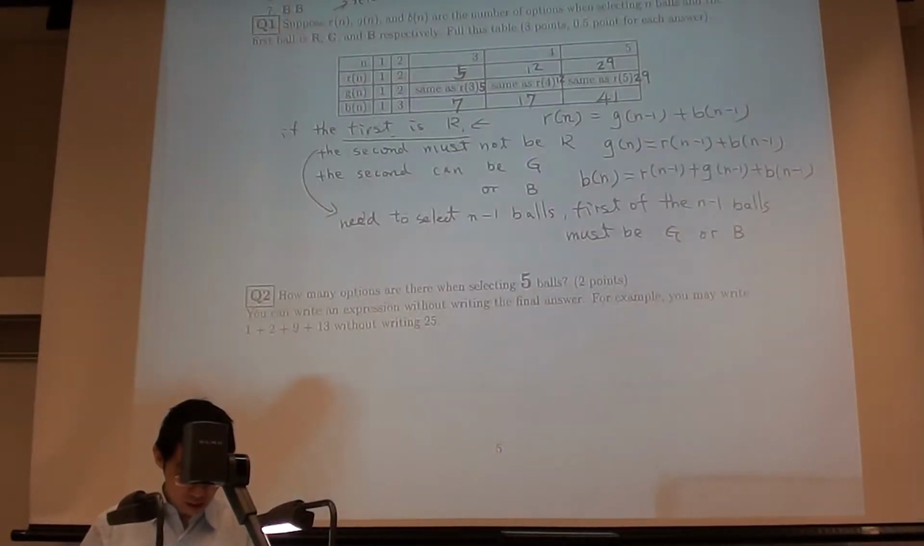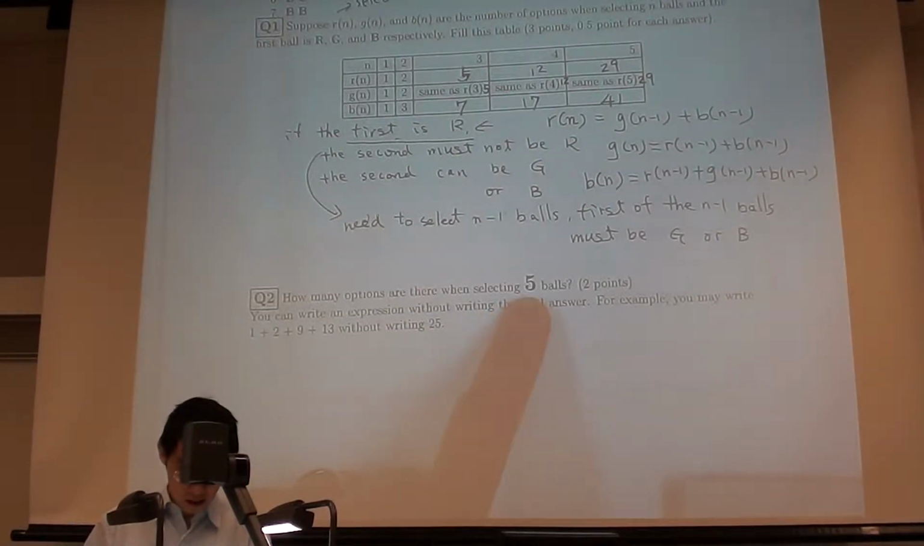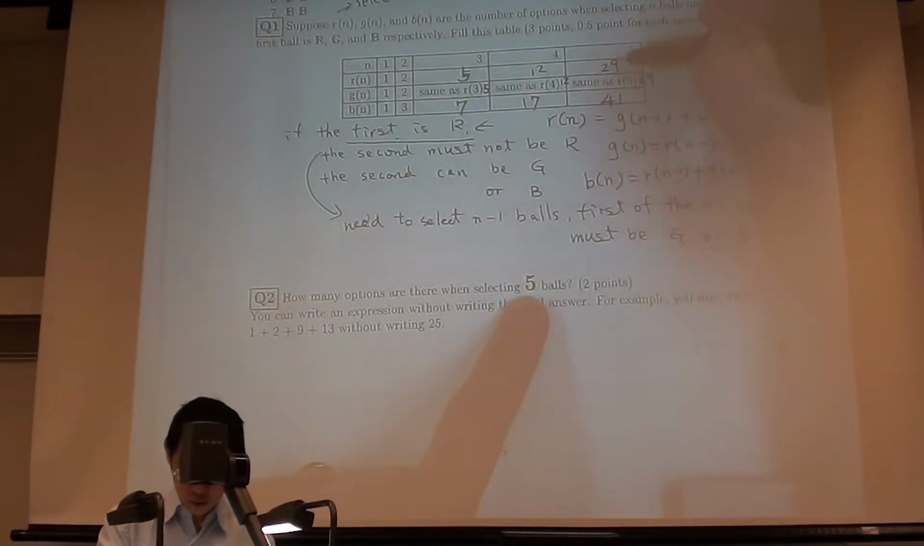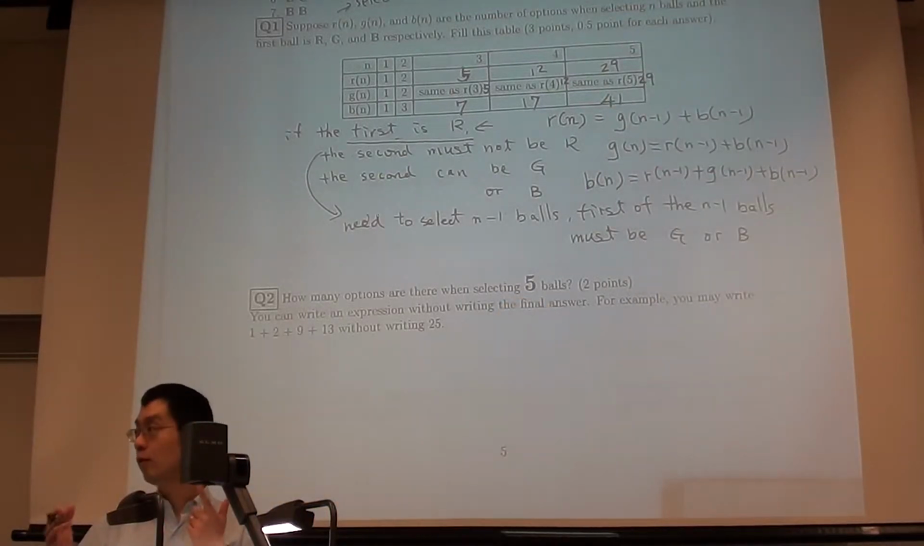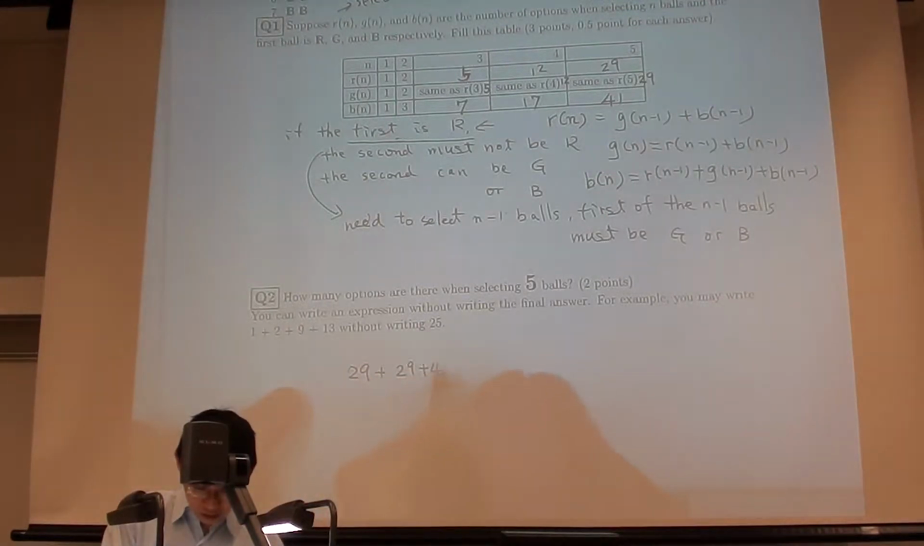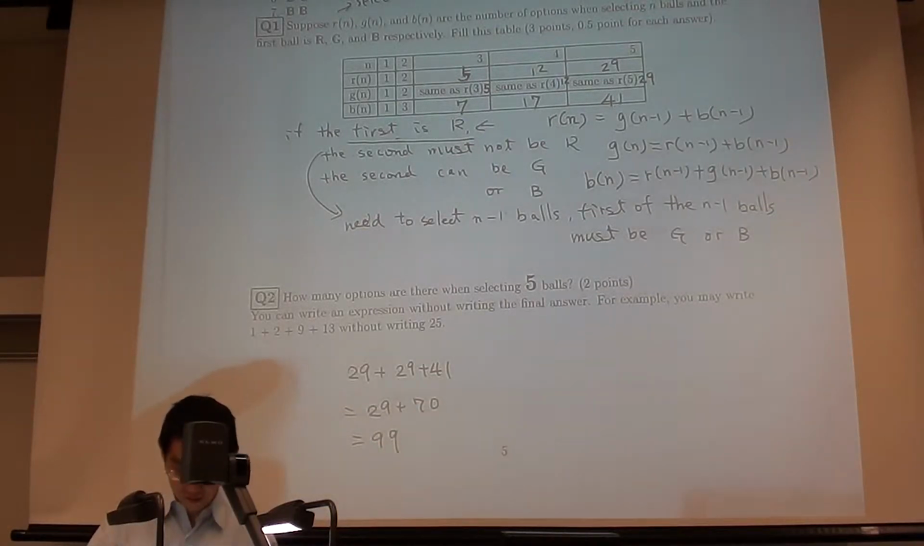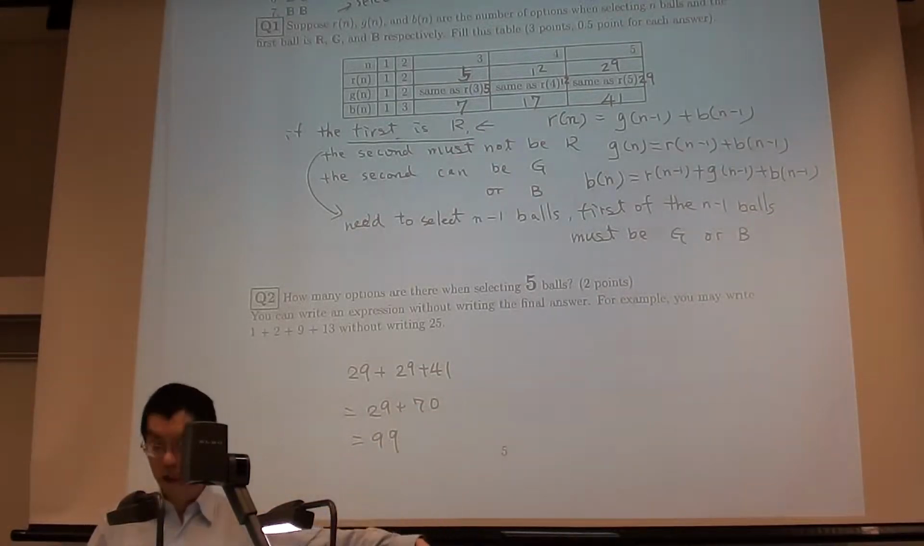The next question asks you how many options there are for selecting 5 balls. That will be the sum of these 3, because the first ball can be any one of the 3 colors. So this one will be 29 plus 29 plus 41, which is 29 plus 70, which is 99. So that is the answer.